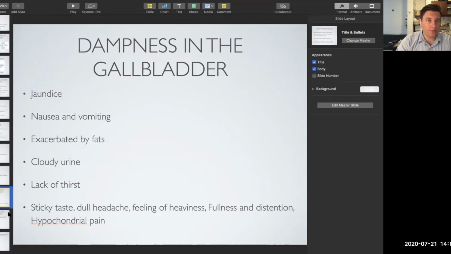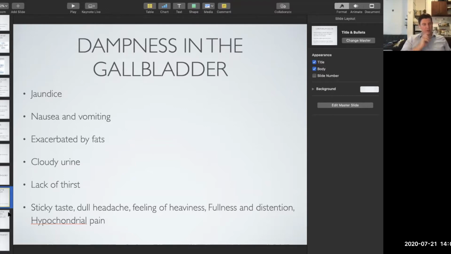Nausea and vomiting. Remember, this is just the dampness being obstructive to the middle jiao. It's made worse with fat. So if you have a patient that comes in and says, every time I eat a fatty meal, I get nauseated, one of the things we'll start working with is getting dampness out of the gallbladder.